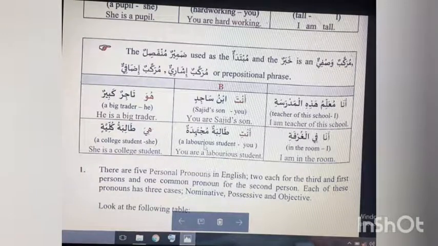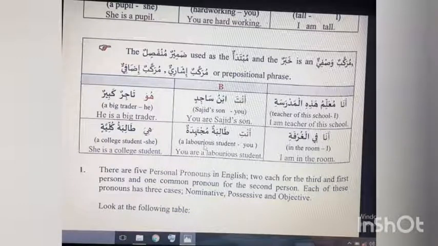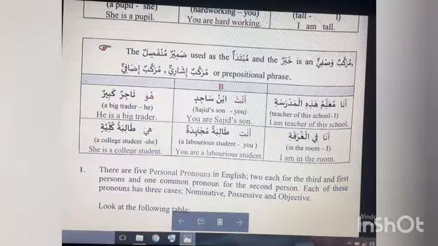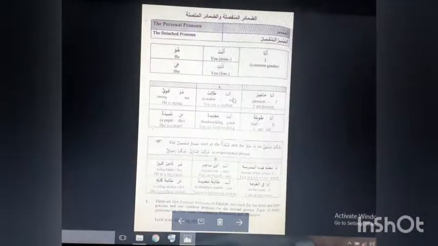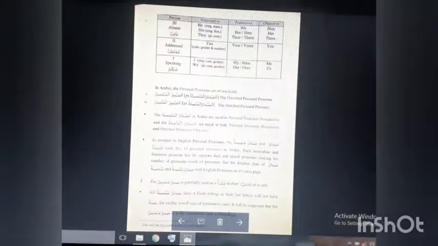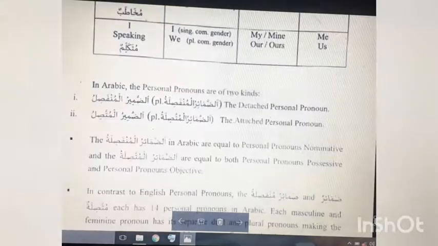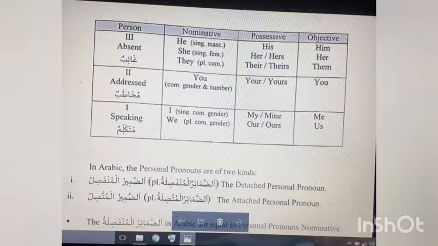There are 5 personal pronouns in English, 2 each for the third and first persons and 1 common pronoun for the second person. Each of these pronouns has 3 cases: nominative, possessive, objective. Look at the table now. This is nominative case, possessive and objective. See, in English, this is the third person, غائب. Third person we say غائب in Arabic, absent.